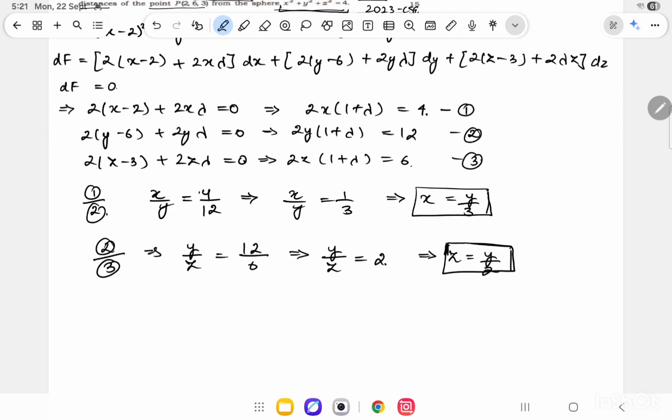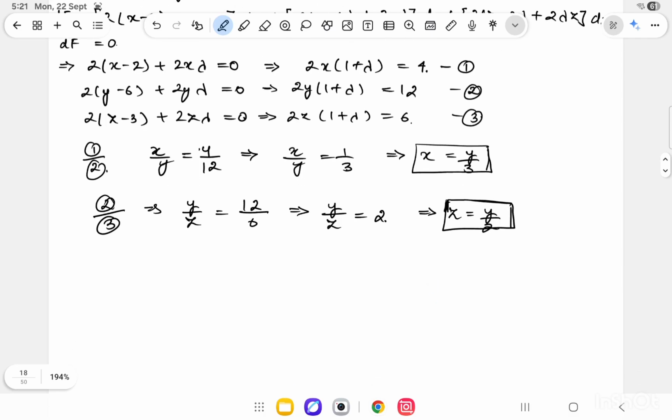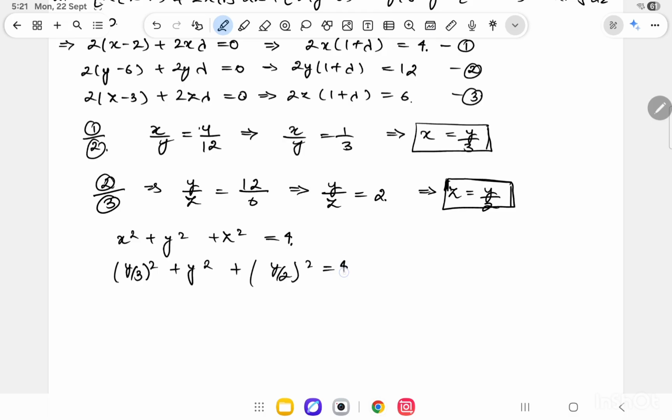Now we know from the equation that the points x, y and z lie on the given sphere of radius 2 and center 0, 0, 0. So I'll just substitute these x, y, z in the given sphere, that is x square plus y square plus z square equals 4, but my x is y by 3, so it will be y by 3 square plus y square plus z, that is y by 2 square, is equal to 4.